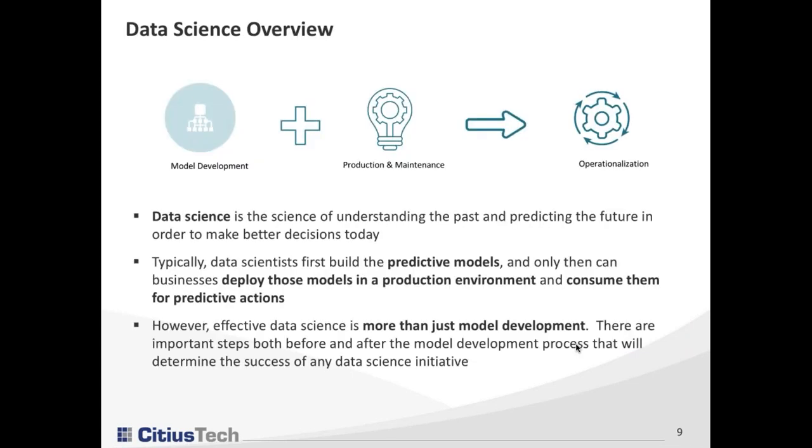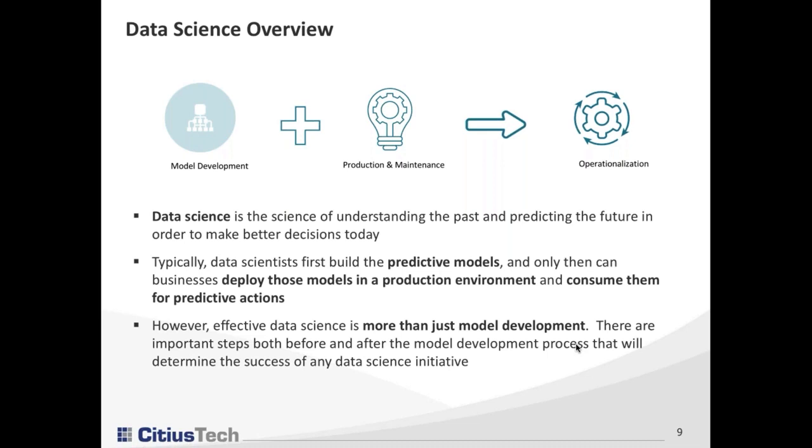So before stepping into granular detail, I wanted to set some context and give a quick overview of what data science and what operationalization is to help set the tone for our conversation today. So data science is the understanding of the past and predicting the future to help drive better decision making. Operationalization, for our purposes, we're defining it as a process of deploying, evaluating, monitoring, and managing models for efficient consumption by stakeholders.